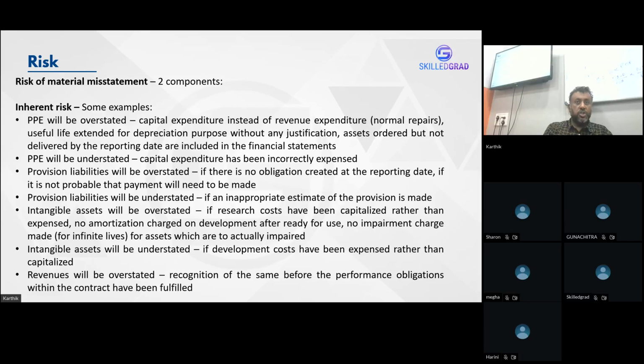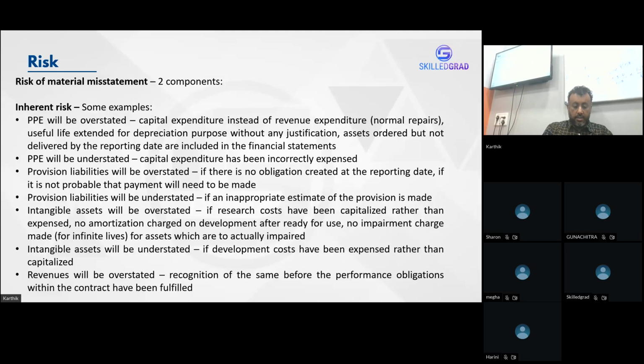Okay, the balance sheet should show 100 crores, but it's showing 140 crores. That's only overstated. Clear? First point clear? Next, PPE will be understated. I should have actually capitalized this as capital expenditure, but now the revenue put that. That's also reversed. PPE is understated in this case. Clear? Then provision liabilities will be overstated.